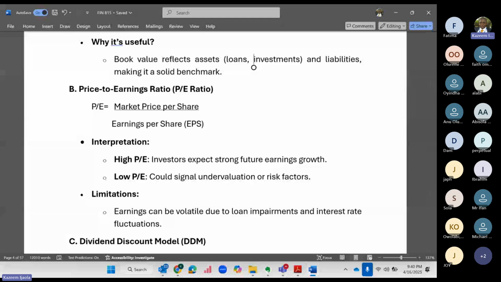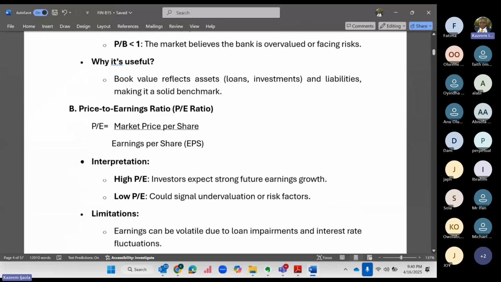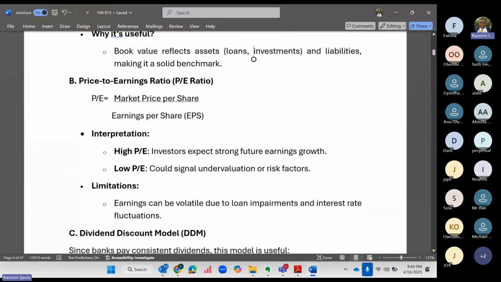Then the second one is the PE ratio, very popular. That's the price earning ratio. So here you are benchmarking your market price divided by your earnings per share, right? So whenever you have a higher PE ratio, that shows that you have a very strong potential of earning good money in the future. But if your PE ratio is low, that signifies danger. So it is always advisable for PE ratios to be higher.